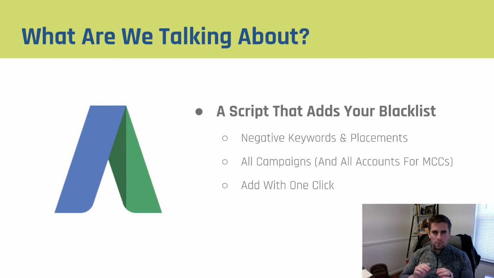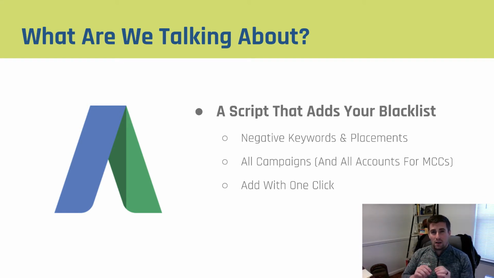So this script is going to help you take your blacklist, those are all the negative keywords and sites that you do not want to advertise on, and add those to all of your new campaigns. So you'll be able to tell all of your search campaigns, do not advertise on these. All of your GDN campaigns, I don't want to advertise on these keywords or these placements. That is a huge advantage because it helps you stop wasting money on things you've already proven that don't work.